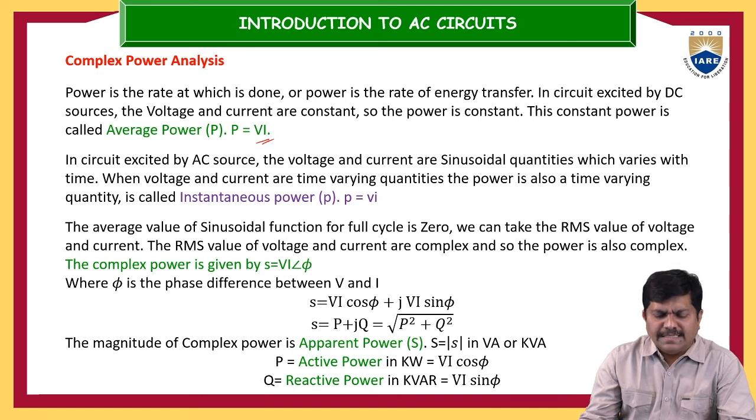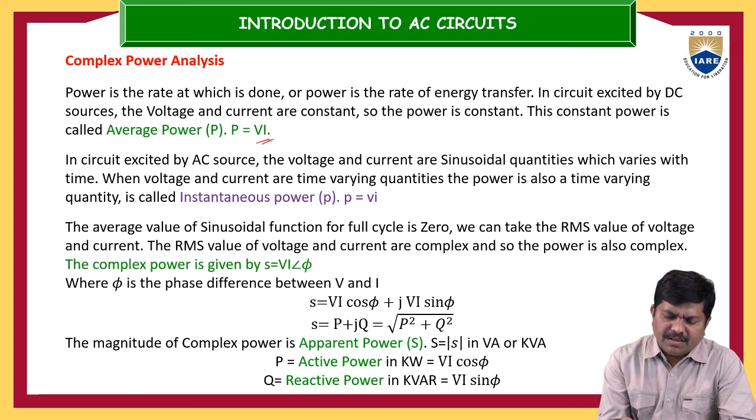If an AC source is there, the voltage and currents are sinusoidal quantities which vary with respect to time. When voltage and currents are time-varying quantities, the power is also a time-varying quantity. This is called the instantaneous power. For constant values, we use capital letters V and I, but if an instantaneous value varies with respect to time, it is generally represented with lowercase letters, small v and i. p is equal to v into i.